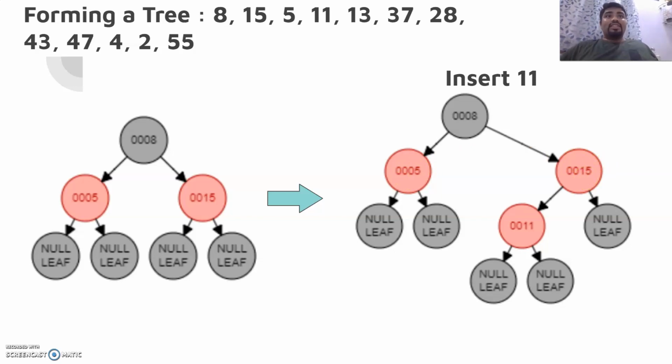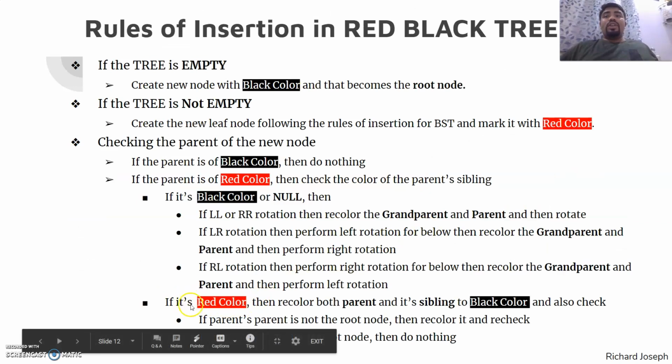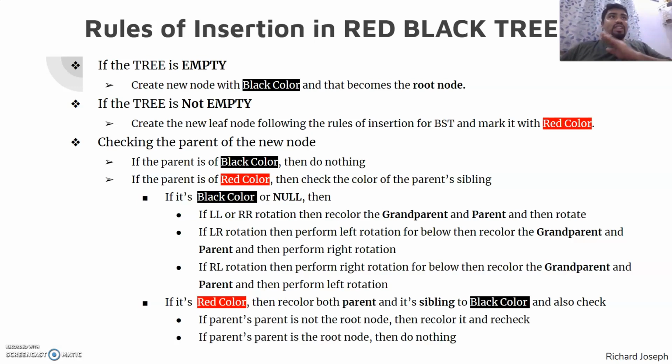True? Yes, it is. So let's check out rule one. If the uncle is red, then what do we do? We recolor both the parent and its sibling, right? That means the parent and the uncle go to black color. Then we go towards the grandparent, that is the parent's parent. And if it is not the root node, then we recolor it too. And then we again recheck whether it is violating any rules of red-black tree, and accordingly we can proceed with the help of the rules. But if the grandparent is the root node, then we can't do anything. We need not change anything.